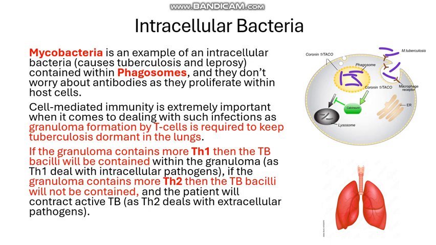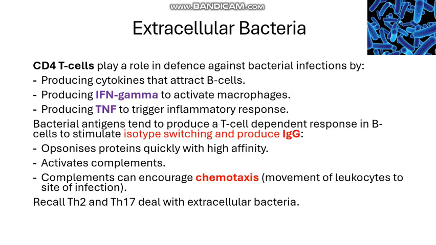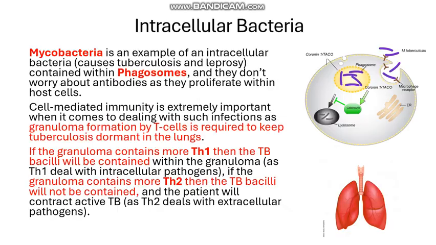Whereas if the granuloma actually contains more of these Th2, which are more designed to deal with extracellular bacteria, then they're not going to be producing the right cytokines. So the tuberculosis bacilli will not be contained within a granuloma, and you'll have active TB, which will spread throughout the lungs and infect more macrophages.